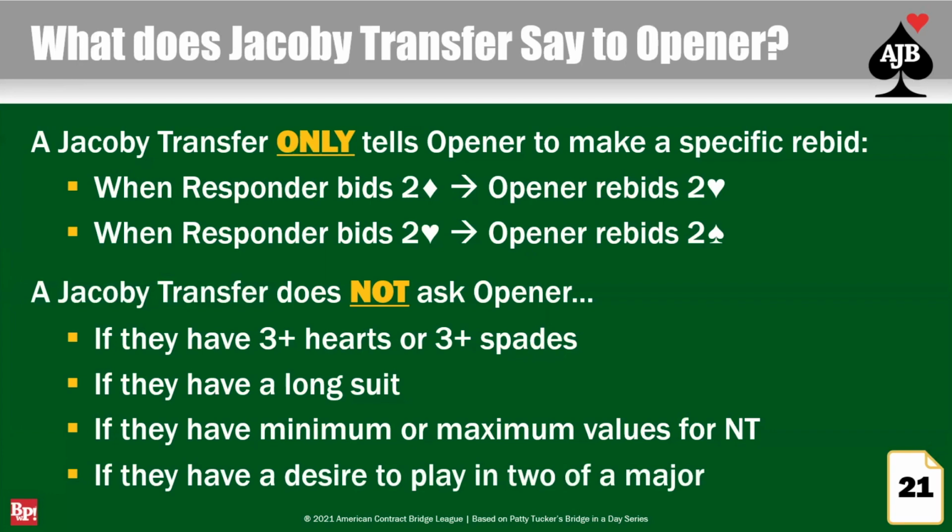Embrace Nike. When partner bids Jacoby transfer, just do it. Don't think about it. Partner bids 2 diamonds, just bid 2 hearts. Partner bids 2 hearts, just bid 2 spades. Okay?